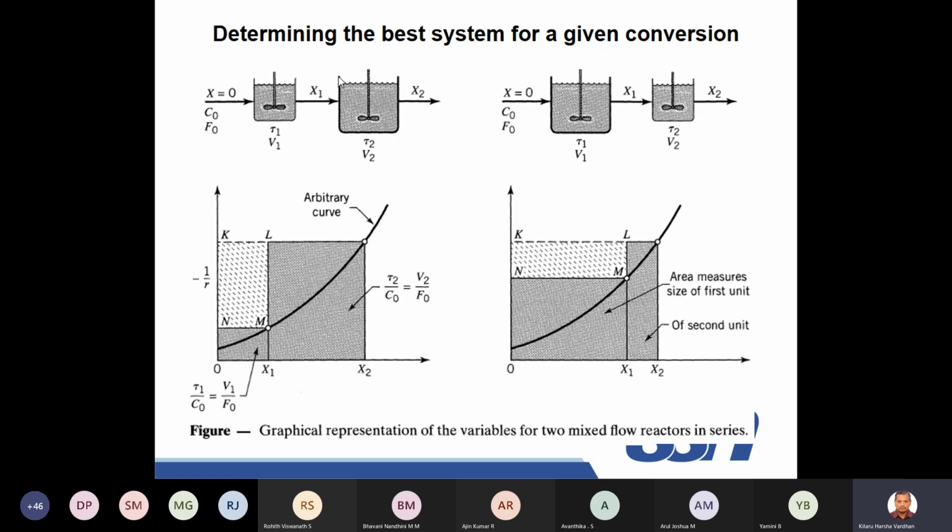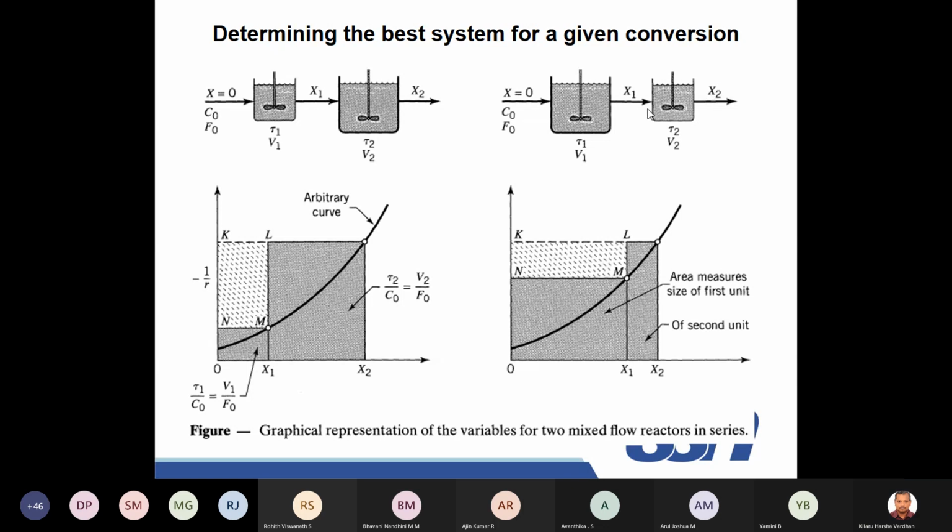With the X1 conversion, we send it to a big reactor having space time tau2 and volume V2, and the conversion is X2. This is one case. In case number 2, we are just flipping this. Instead of sending the initial reactant to a small reactor, I put the big reactor first, the same big reactor with the same volume, and then the small reactor to get the same conversion.